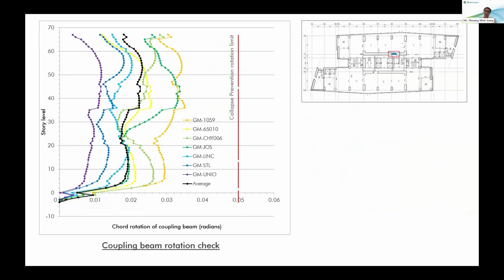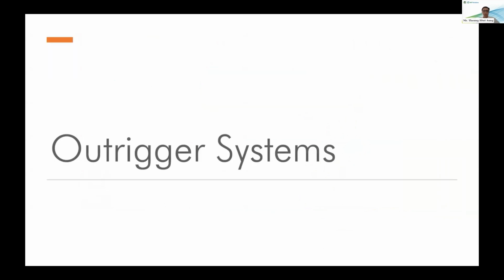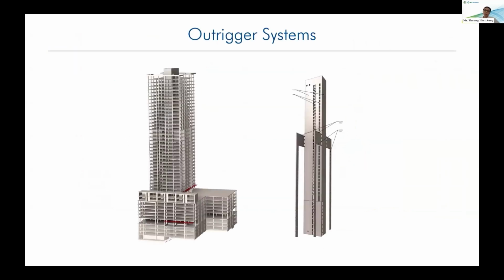And this is the coupling beam check along the height of the wall. Average values are shown in black colors. The rotation limit is 0.05 radian for collapse prevention performance level.